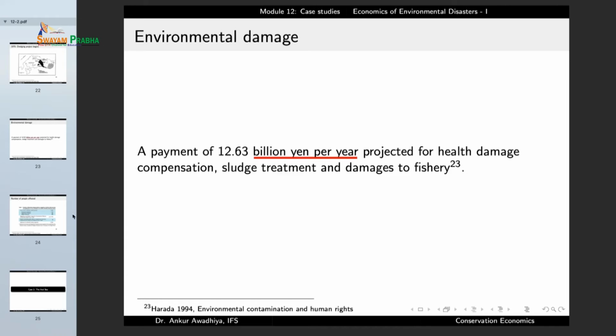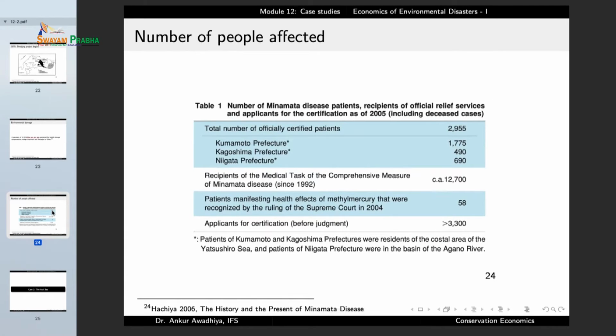And if you look at the human cost, by the year 2005, the total number of officially certified patients was around 3,000, recipients of the medical treatment of the comprehensive measure of Minamata disease since 1992 around 13,000, patients manifesting health effects of methyl mercury that were recognized by the ruling of the Supreme Court in 2004 58, and applicants for certification before the judgment greater than 3,300.